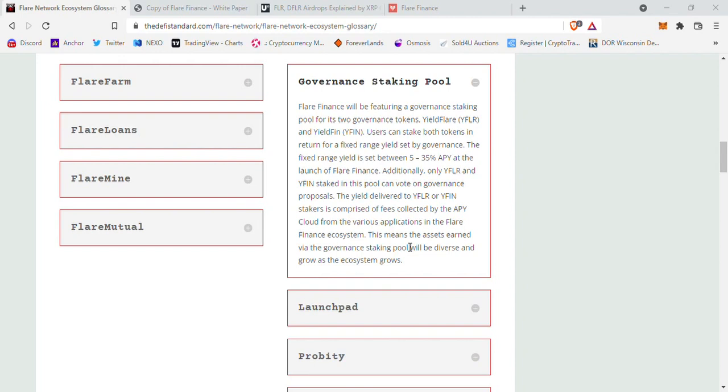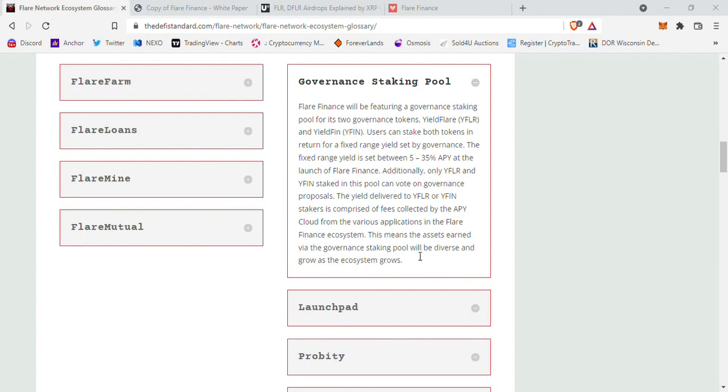During this 7 to 10 day period, you will have to swap your DFlare into YFlare. If you don't swap to YFlare, all the DFlare that hasn't been swapped will be burned and will cease to exist after this period. I'm a little off on my language today. Number four, YFlare is the secondary governance token to YFin.